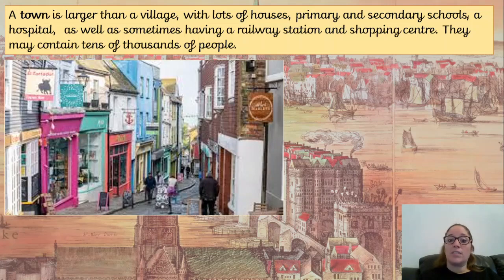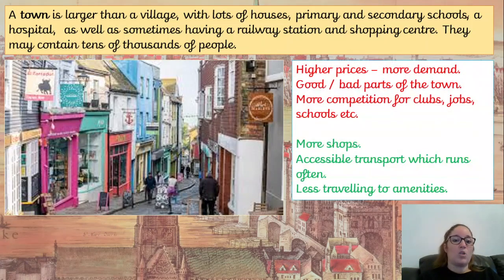Towns have lots of houses, usually primary and secondary schools, a hospital, sometimes they have a railway station and a shopping centre. Towns can contain tens of thousands of people, but a town in one country, so a town in England, might be completely different to a town in Spain or Africa, okay? So just be mindful of that. Not everyone has tens of thousands of people in their towns.